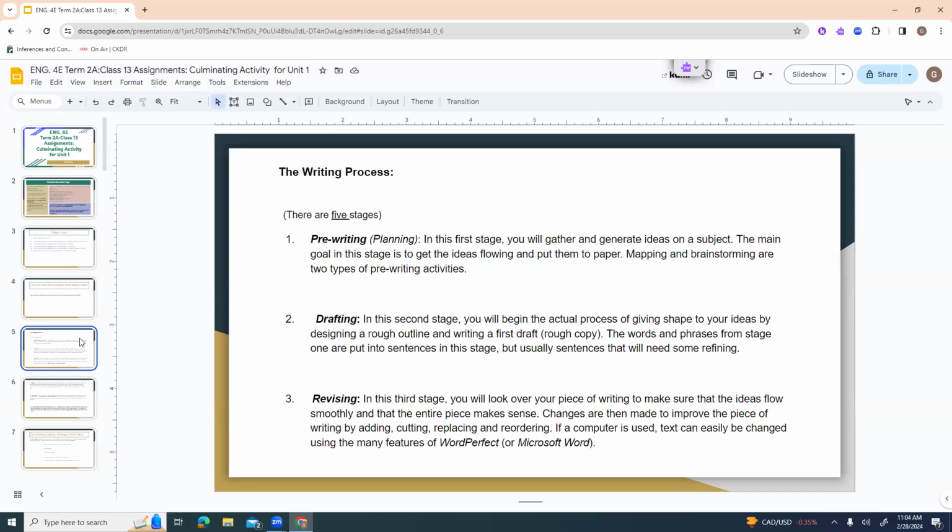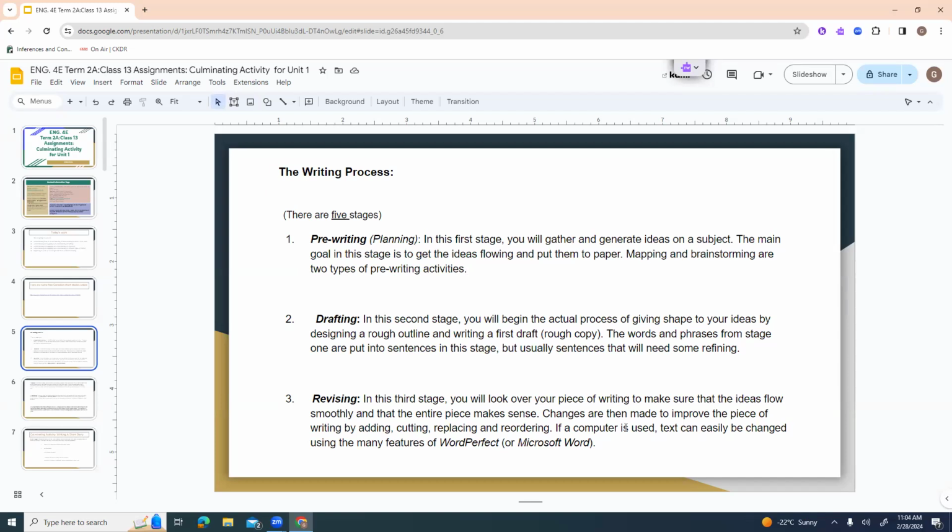And then we go on to stage 2, drafting. In this second stage, you're going to begin the actual process of giving shape by designing a rough outline and writing a first draft. Now, some people would put outlining as part of pre-writing, which I actually think it kind of is. It doesn't matter so much as long as you understand that they're separate stages, right? The words and phrases from stage 1 are put into sentences in this stage, but usually sentences that will need some work. That's why I always think of the outlining as being part of brainstorming, because at that point, I'm more thinking about what order things are going in. I'm not actually doing the writing part.